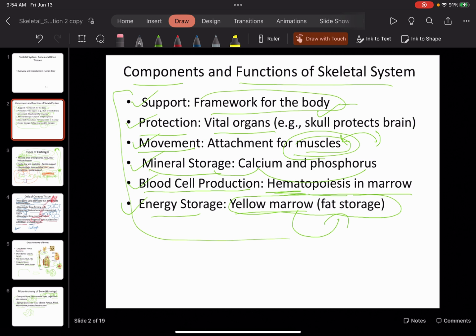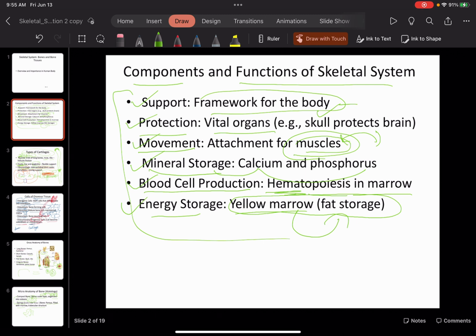Function-wise, it provides structural support, protects vital organs, enables movements, and stores essential minerals such as calcium and phosphorus. Also, it is a house for the bone marrow, which is responsible for producing blood cells. So you can see all these functions I mentioned here.